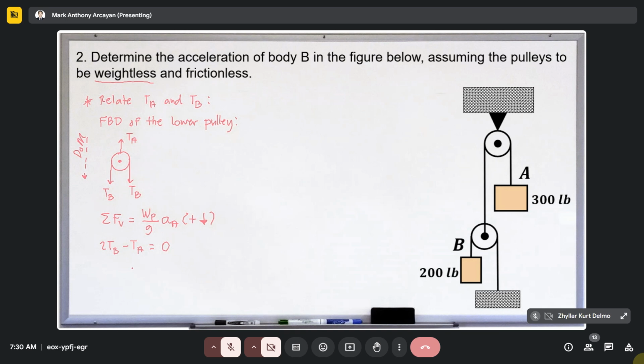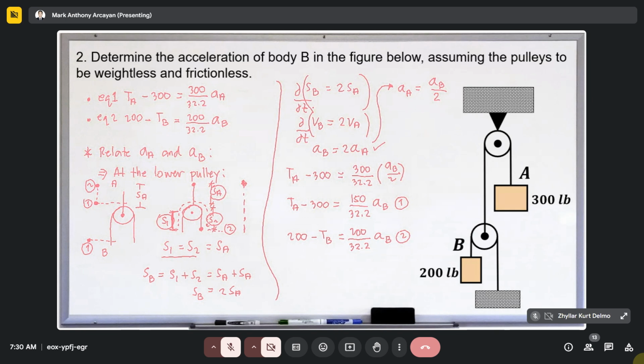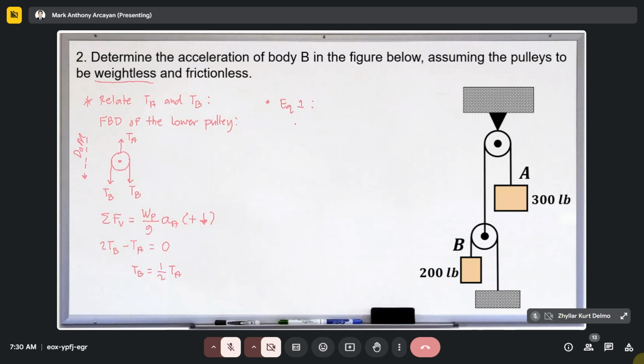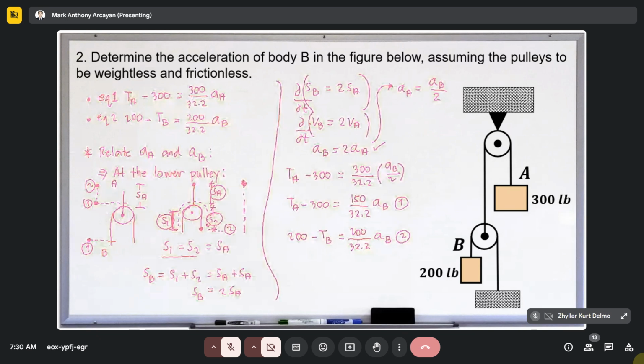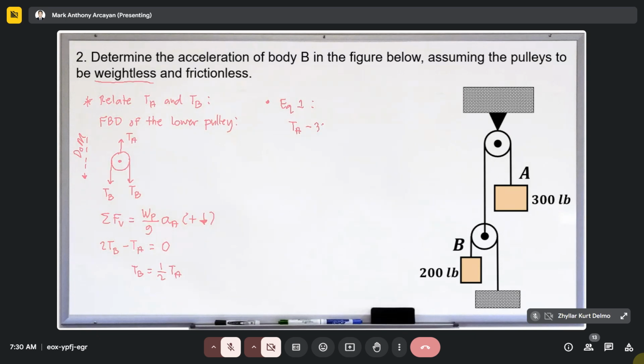And so, we have this relation that TB is just half of TA. We're going to use this relation so that we can reduce the number of unknowns in our two equations. Therefore, equation 1 becomes TA minus 300 is equal to 150 over 32.2 times a sub B.